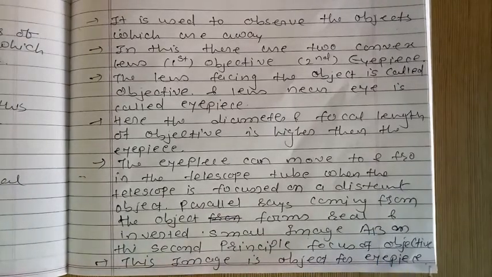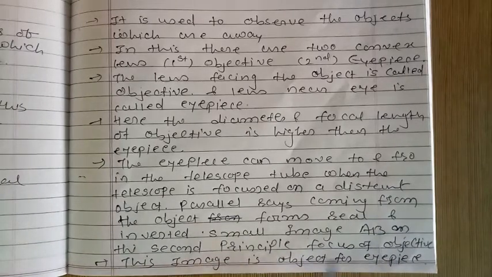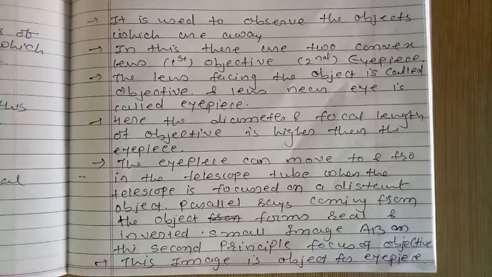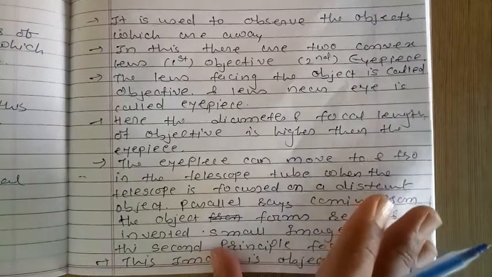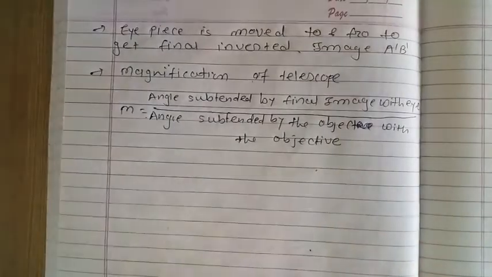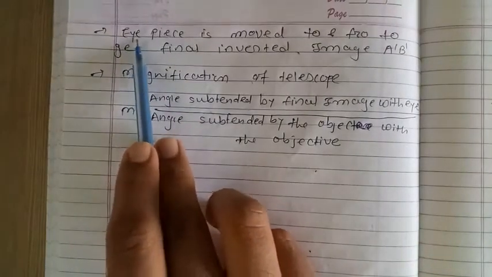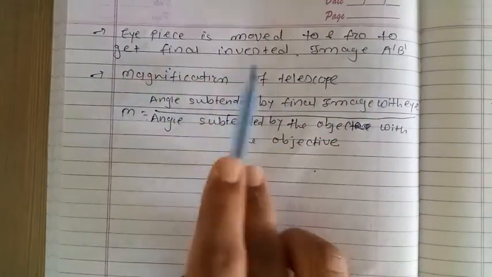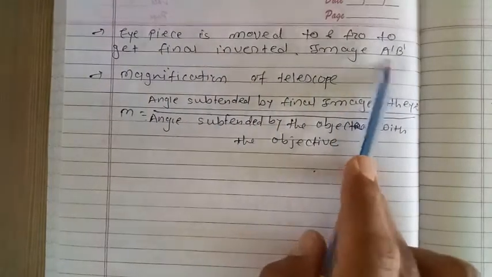This image AB is formed on the second principal focus of the objective, F0, and this image acts as an object for the eyepiece, right? Here we know that the eyepiece is moved to and fro to get the final inverted image A'B'.